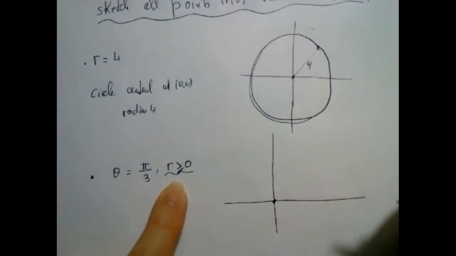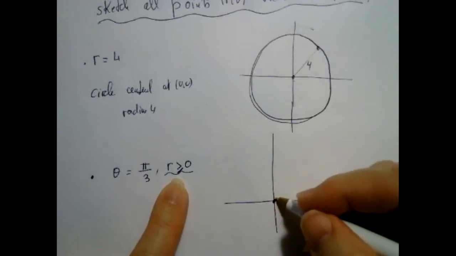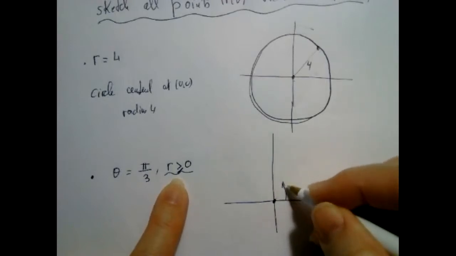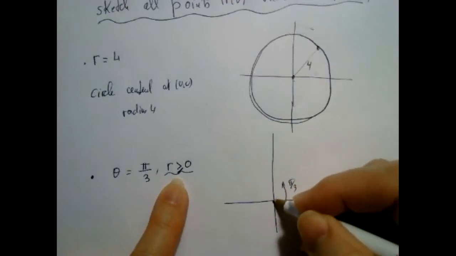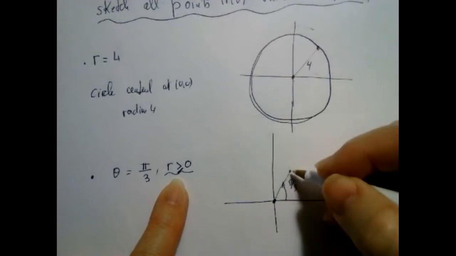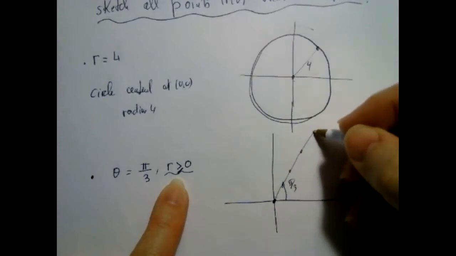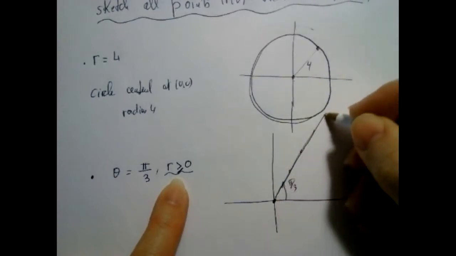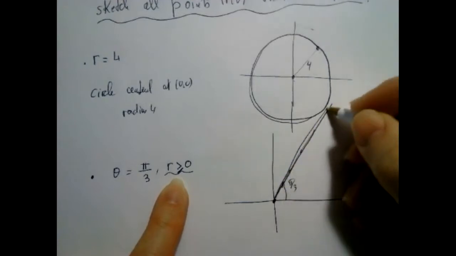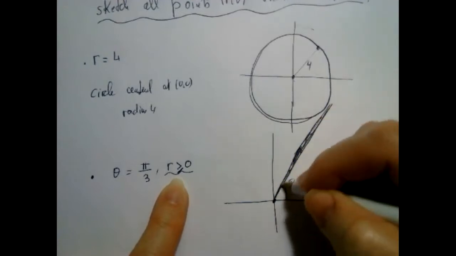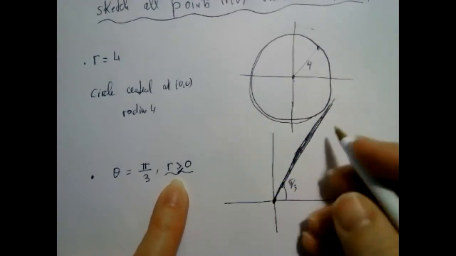If r is 0, it's like this. If r is 1, I'm going to take the angle pi over 3. R is 1, it means this is the point. R is 2 is this point. R is 3 is this point. So it represents this line right there. The ray. It's not really a line, it's actually a ray because it stops right there. So that's this ray.